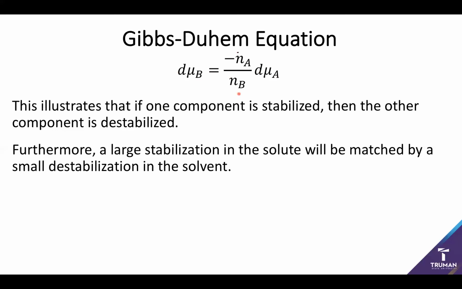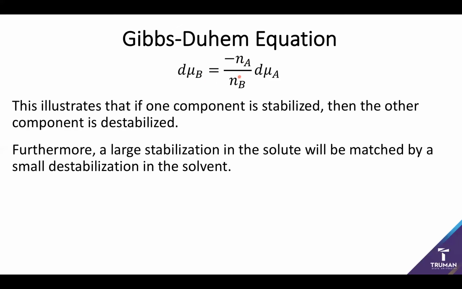So let's say I have a large stabilization in my solute. So we're going to call A my solute. Well, that means that since A is relatively small and B is going to be relatively large if it's my solvent, I'm going to see a small destabilization in my solvent. And we're going to see the reverse. If I have a large destabilization in my solute, I'm going to see a small destabilization in my solvent. And again, this is all going to be mediated by the ratio of the two components.